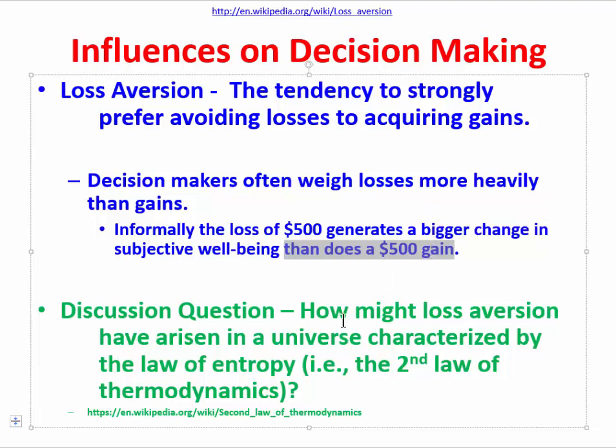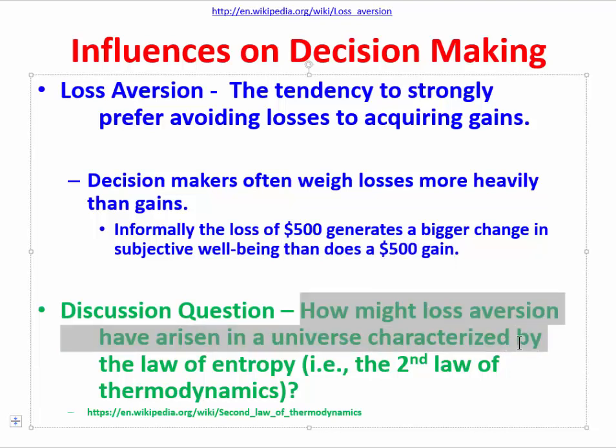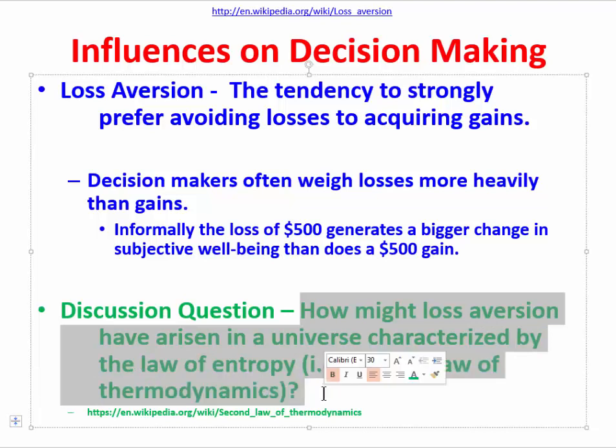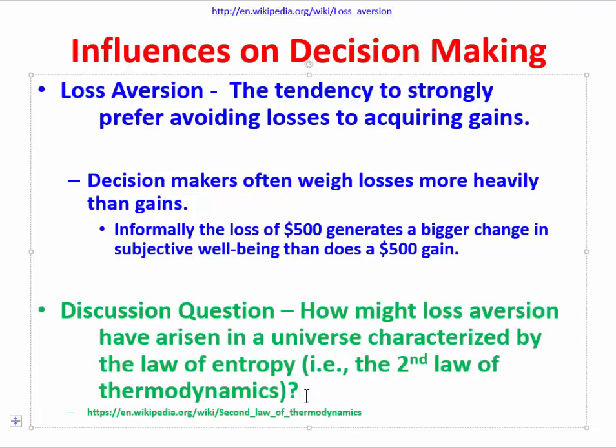And it's interesting to muse about this within the context of something we've considered before. Specifically, we might think about how loss aversion might have arisen in a universe characterized by the law of entropy, which is also known as the second law of thermodynamics. You may recall our earlier discussions on this in a prior video, and if not, you might choose to remind yourself about the law of entropy, or the second law of thermodynamics, by visiting this wiki.